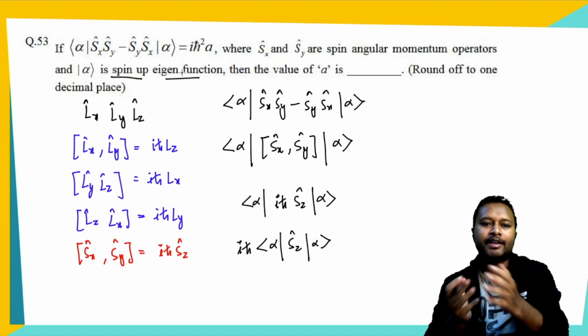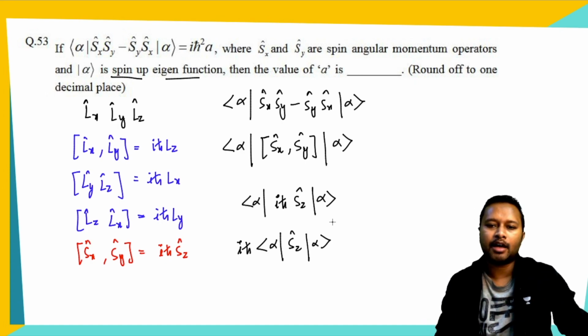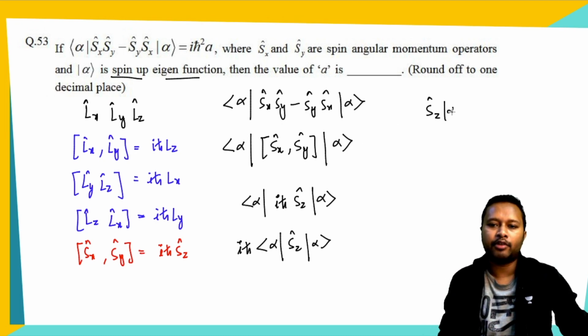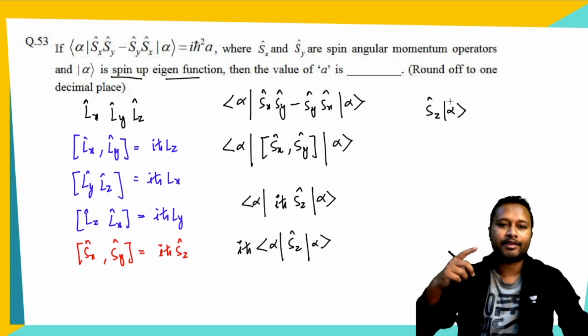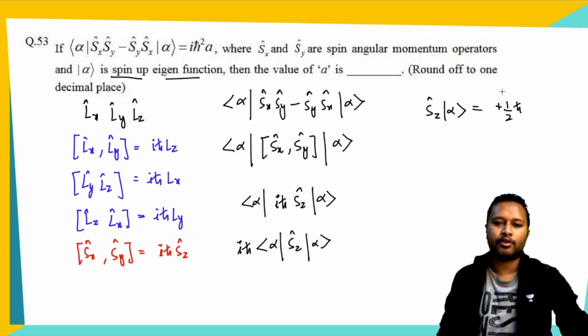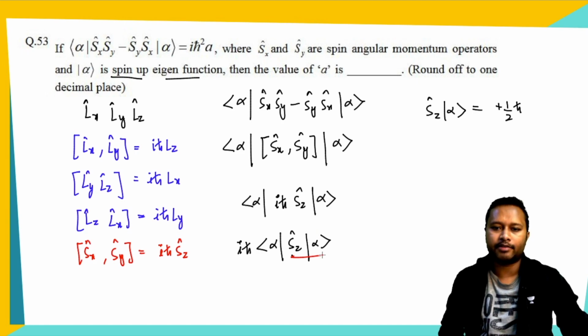All right, now that's what you have to substitute here. Remember this: if you are operating the spin angular momentum operator, that means you want to find out the spin, and if you are doing it on a spin up eigenfunction, in that case you should get plus half h cross. So I can just substitute, in the place of Sz being operated on alpha, plus half h cross.